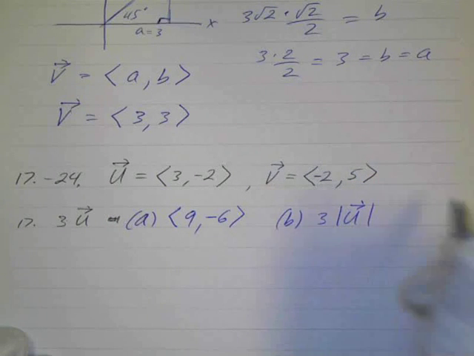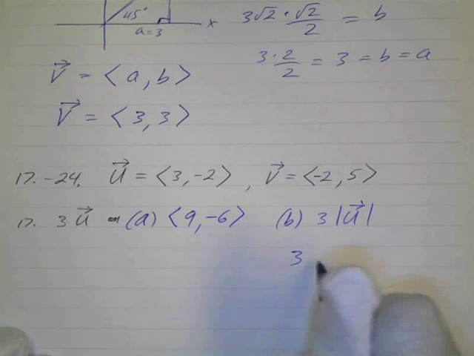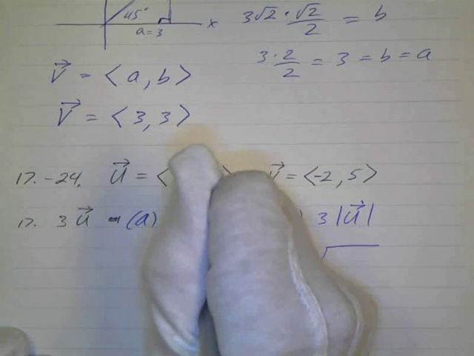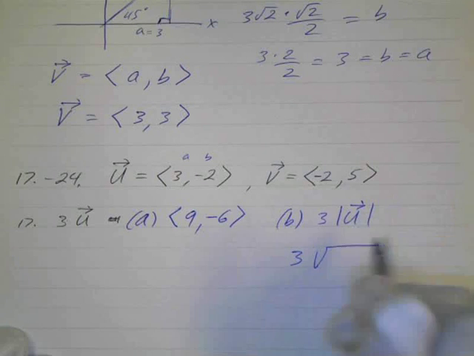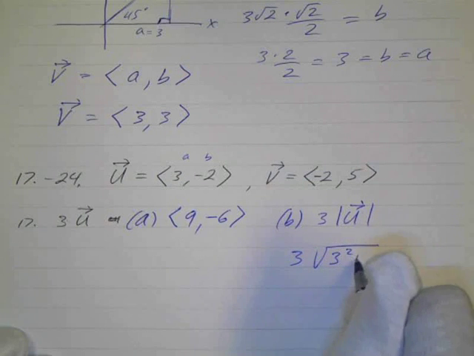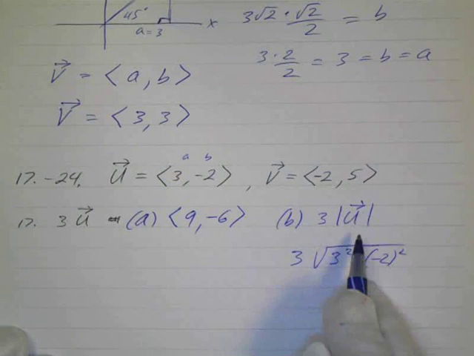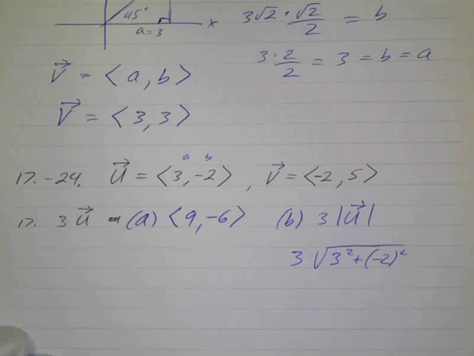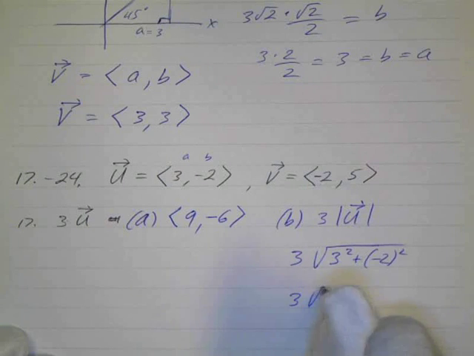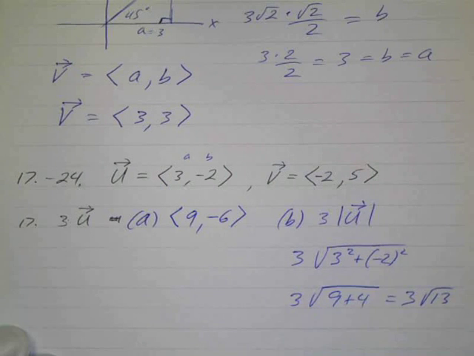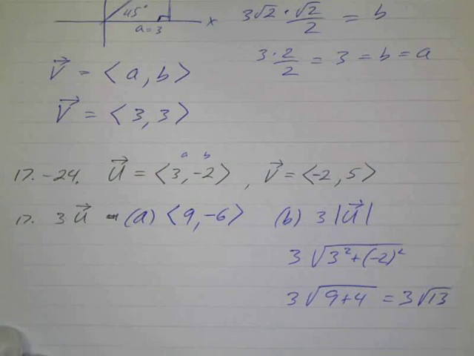Now the magnitude of u is just the square root of, and this is like our a and this is like our b, so a squared plus b squared, or 3 squared plus -2 squared. So we just multiply 3 times the magnitude. And 3 squared is 9, -2 squared is 4, so that's just going to be 3 times the square root of 13. So that's your magnitude. That's all you have to do.